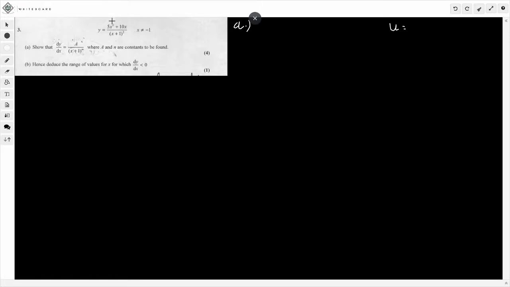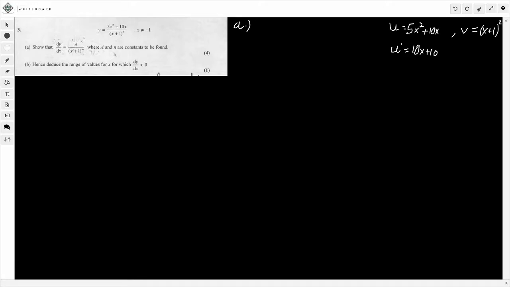So u will be my numerator, so that's 5x squared plus 10x. So the differential of that, u prime, well, that's going to be 10x plus 10. So I'm hoping I've got enough room here to do v. So v will just be my denominator. So x plus 1 all squared.